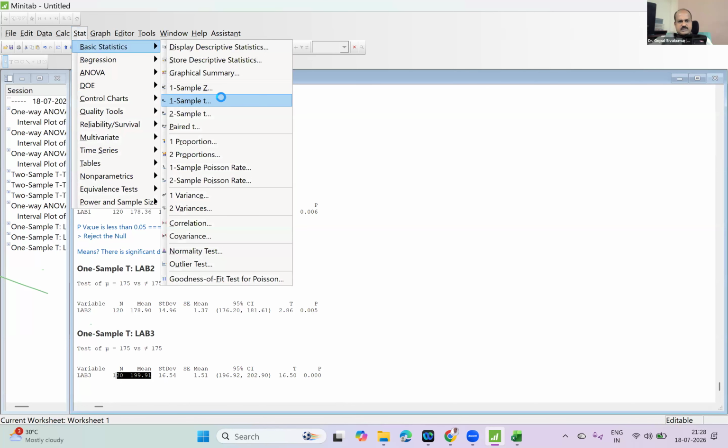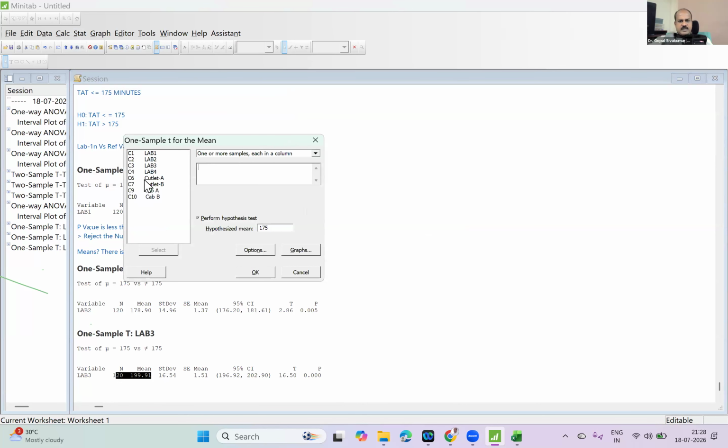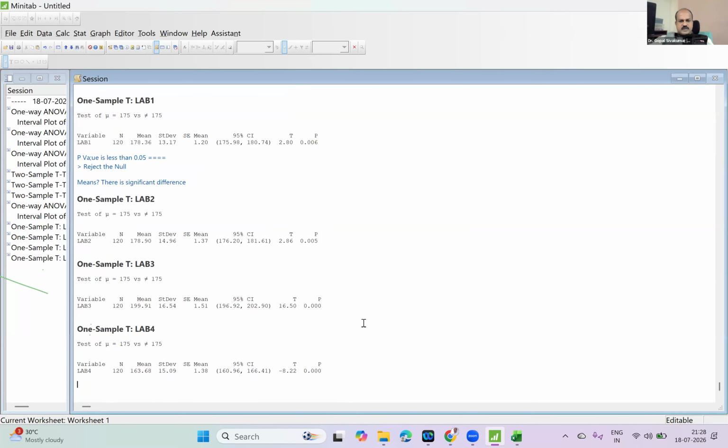Basic stat, one sample T. Laboratory 4, option. Everything is good. Look at the p-value, the p-value is less. At the same time, look at the mean TAT. Now, who is more reliable? Which laboratory can be allowed to set up their facility inside the hospital? 1 or 2 or 3 or 4?